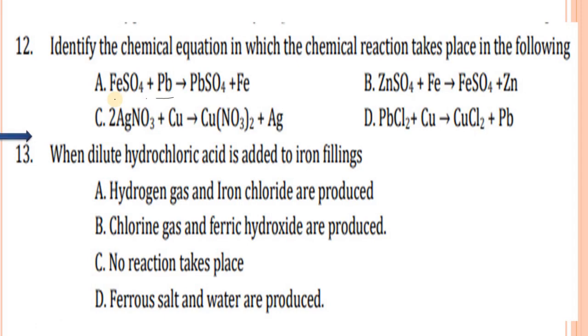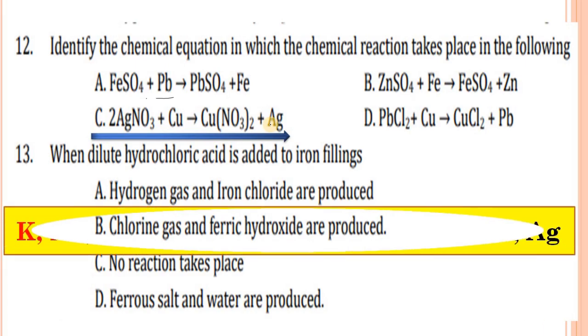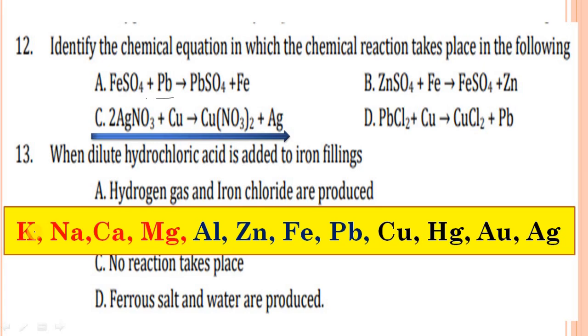Here the correct answer is C, that is AgNO3 plus Cu gives Cu(NO3)2 plus Ag. Let's see why this one is the correct answer. If you see the reactivity series, first potassium will come, after that sodium, calcium, magnesium, then aluminium, zinc, iron and lead, then copper, mercury, then silver and gold. This shows the decreasing order of the reactivity of metals.